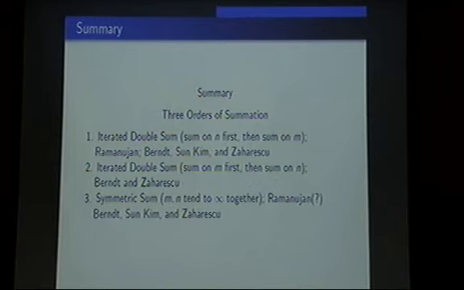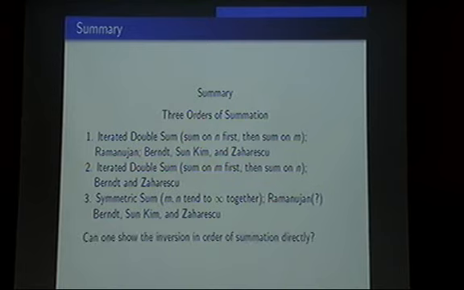So Zaharescu, Sun Kim, and I have actually proved the identity in this sense as well. So let me just now summarize everything here. So we have three interpretations. We have the iterated double sum, as Ramanujan stated it, and Sun Kim, Zaharescu, and I just completed a proof of this in January. And then we could interchange the order of summation. That was a little bit easier, and Zaharescu and I did that about 5 or 6 years ago. And then I think it was about last spring that my co-authors and I completed a proof in the symmetric version.